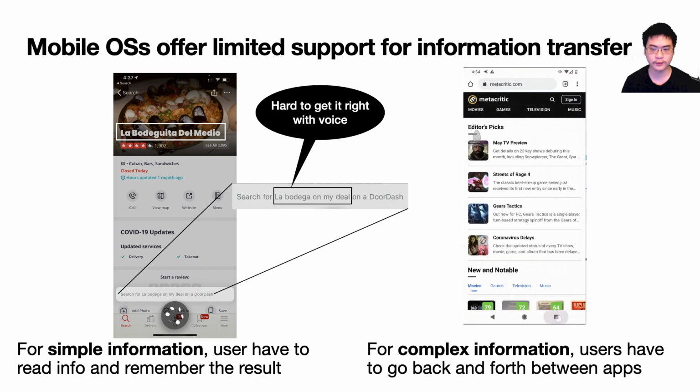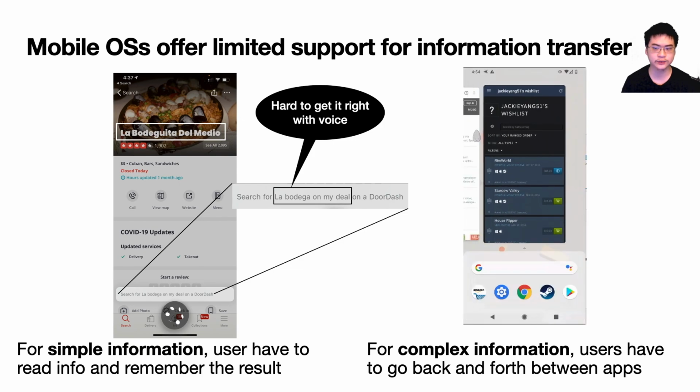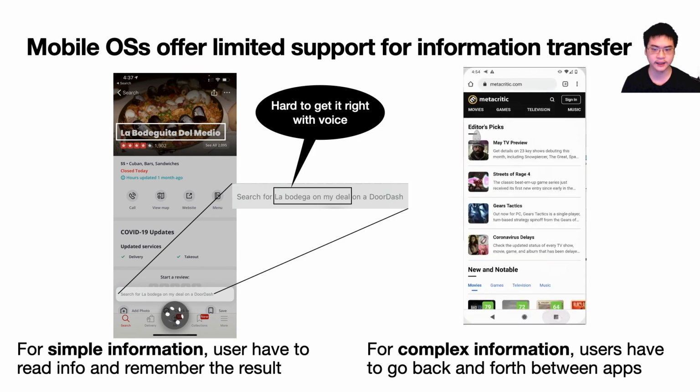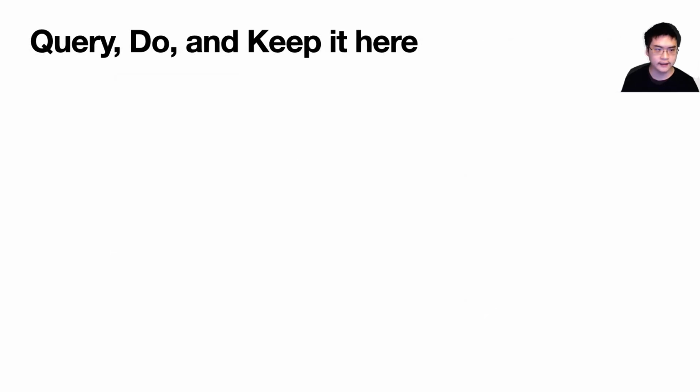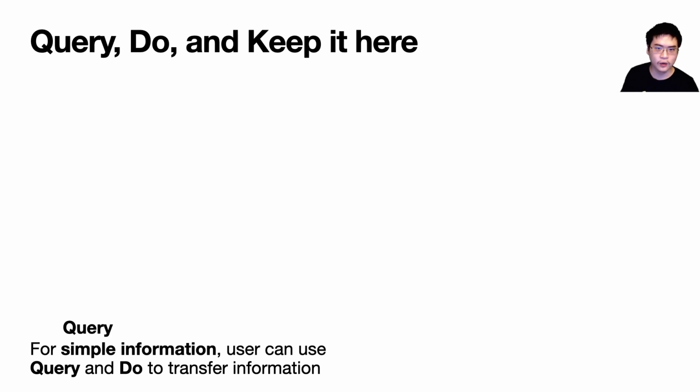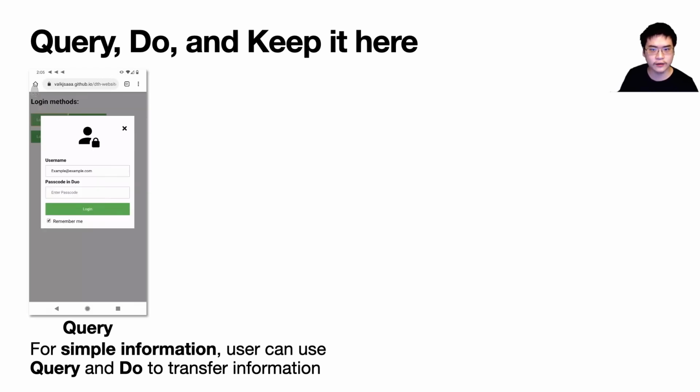For complex information, a user can use the task switcher to switch between recent apps, but they still have to go back and forth between apps. To solve this, we would like to introduce DoThisHere, including query, which allows the user to get a piece of information from another app. For example, in this case, the user tries to insert a 2-factor authorization code from the Duo app to this website. Insert my Duo code here.